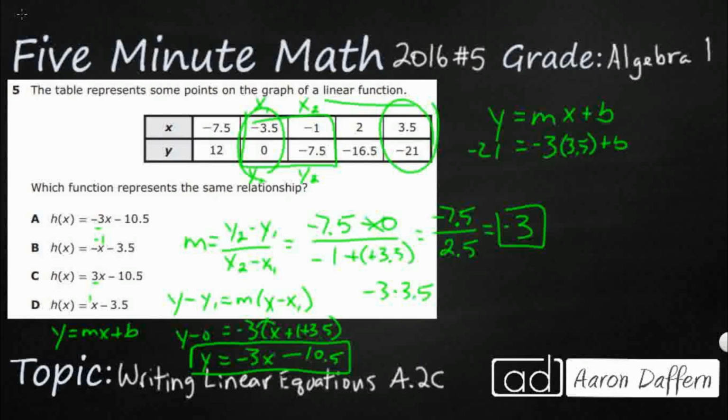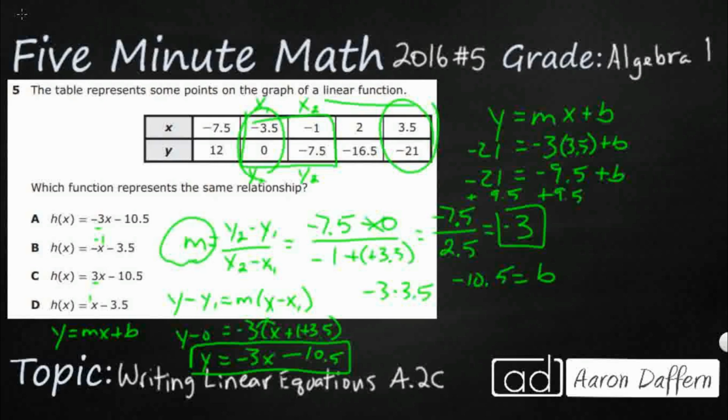Guess what the only thing left is? Plus b. I want to isolate that b. That's going to give me my y-intercept. So negative 21 equals, see that negative 3 and that 3.5, there's that negative 10.5 plus b. Now we need to add 10.5 to both sides. And guess what you're going to get? b equals negative 10.5.